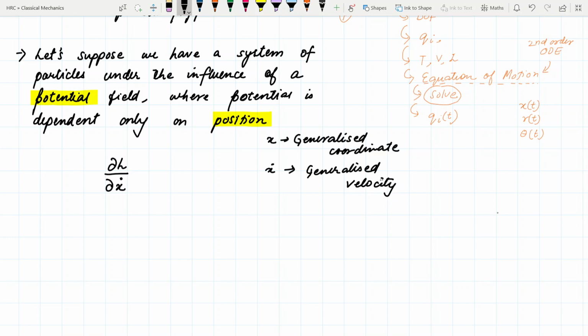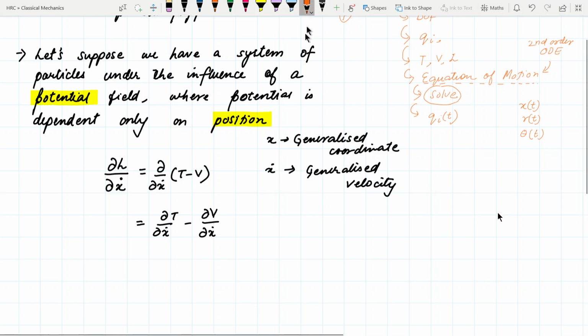In this situation, if I take the partial derivative of the Lagrangian with respect to the generalized velocity, not the generalized coordinate, that can be written as ∂/∂ẋ of the Lagrangian, which is nothing but the kinetic energy minus the potential energy. So this is equal to ∂T/∂ẋ minus ∂V/∂ẋ.